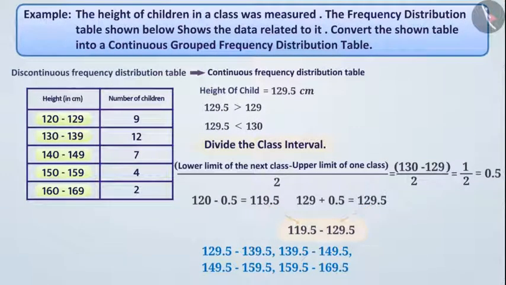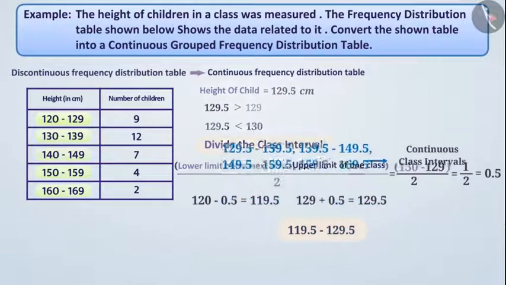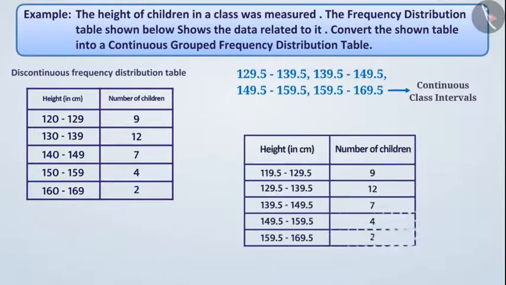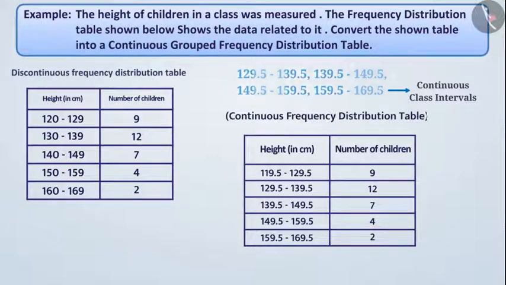Can you tell whether these class intervals are continuous or discontinuous? These are absolutely continuous class intervals. Now we can organize these groups in this way. Now, this table is a continuous frequency distribution table.